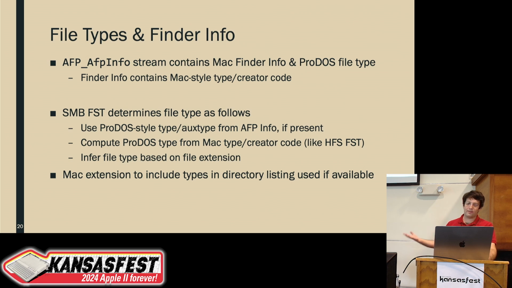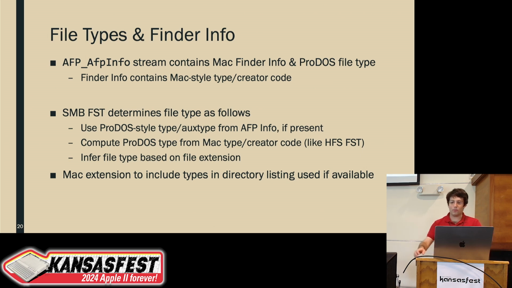So that leads us to how we can get and set the file types, which is essentially a three-step process. If that ProDOS style file type and aux type is directly present, then we just use that. If not, we can compute it from the Mac type and creator code like the HFS FST does. And finally, if neither of those are present, we can try to infer the file type based on some common extensions, like text files, for example. So between those, we try to assign file types to as many files as we can.